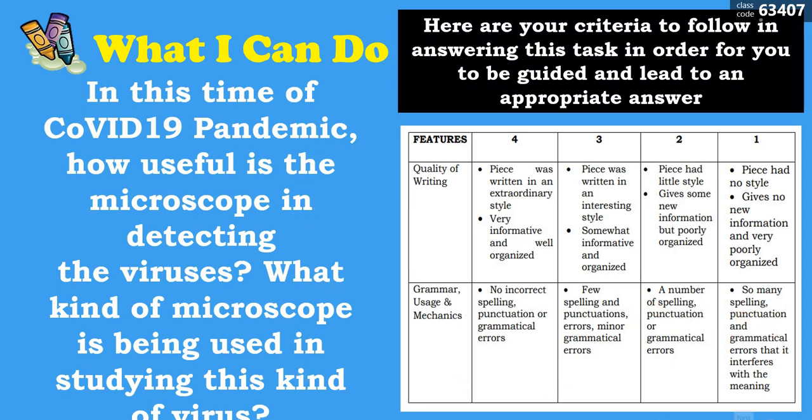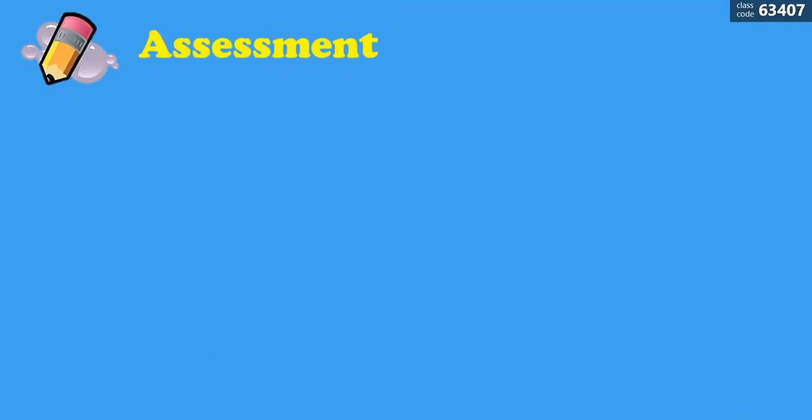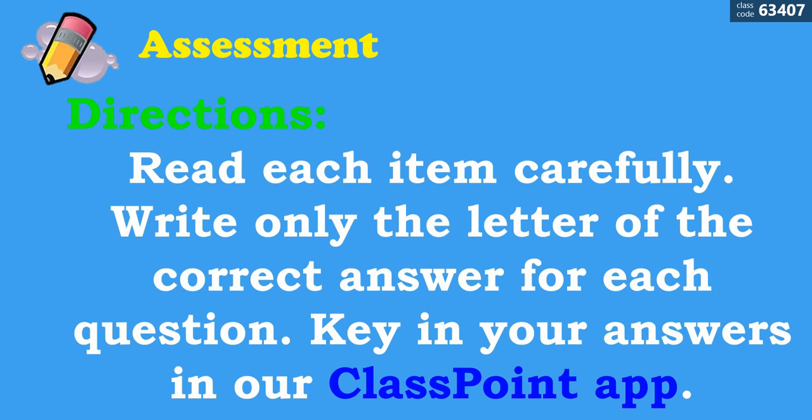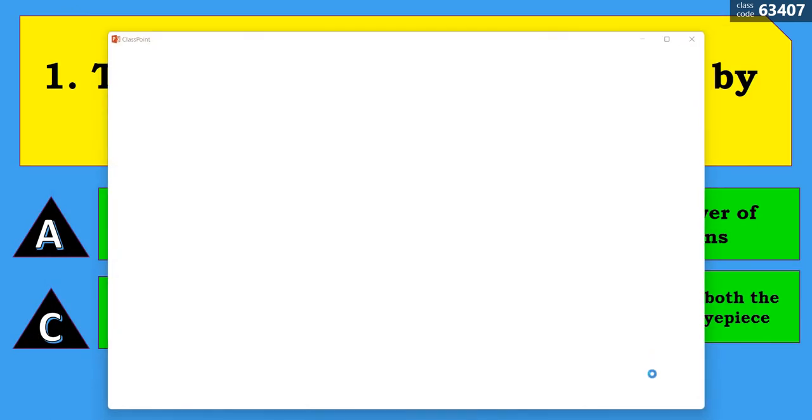Okay, enough with this. Let's proceed. The last part is the assessment. Before we end the lesson, we need to check if you know much about the lesson. Directions: read each item carefully. Write only the letter of the correct answer for each question. Key in your answers in our ClassPoint app with the class code of 63407.